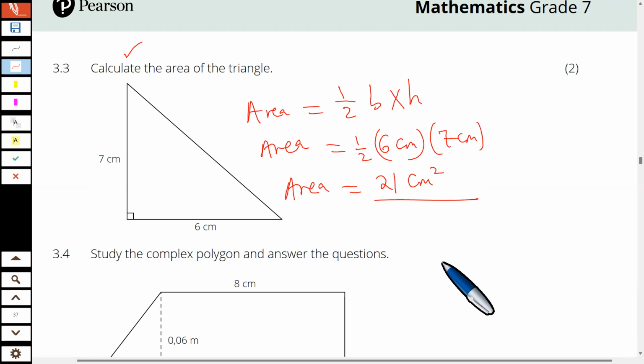Okay, so to find the area of a triangle, use the formula. You need to recognize the base. And you need to be able to recognize the height. Right, in which case then you put the two together. Next question.